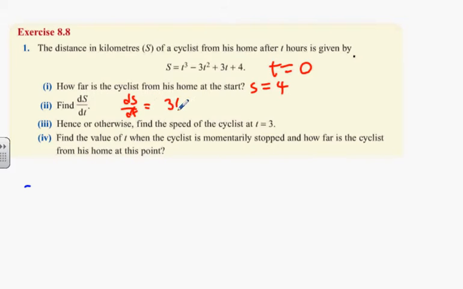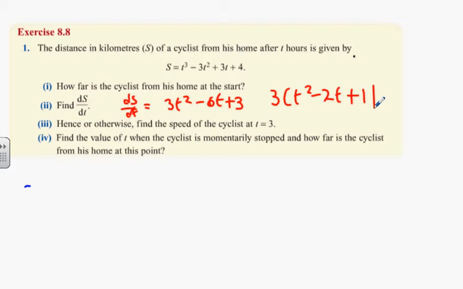If I was asked something like the last question, which says prove that it's always increasing, what could I do here? What could I take out? 3, couldn't I? And I'd be left with t squared minus 2t plus 1, in a bracket. What happens if I factorise what's in here? I'll get t minus 1, which just so happens to be a square: 3 times the bracket t minus 1 squared.